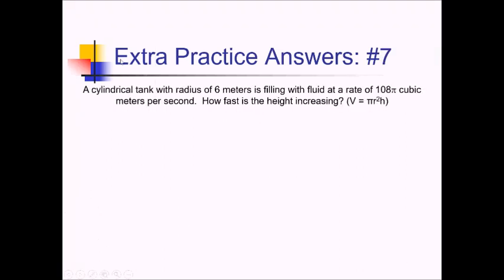On this one, we have a cylindrical tank, radius of 6 meters, filling with fluid at a rate of 108 pi cubic meters per second. We want to know how fast the height is increasing. And here's the volume formula for a cylinder. So we've got multiple rates going on here. We have a rate at which the volume is changing. That's this cubic meters per second rate. And we're asking about how fast the height is increasing.